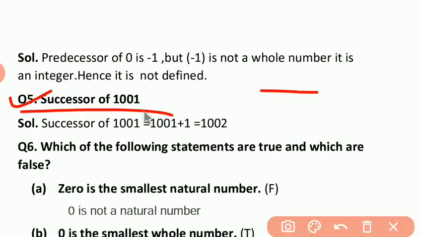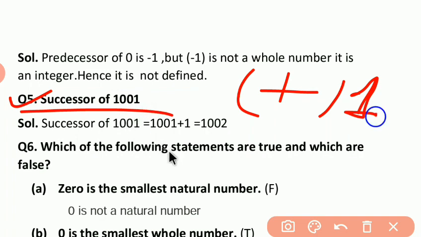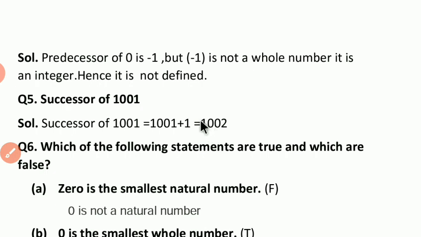Then question number 5, successor of 1001. We know that successor means plus 1 or the number which comes after 1001. So directly what we have to do? We have to add only plus 1. So 1001 plus 1 is equal to 1002, which is the successor of 1001.